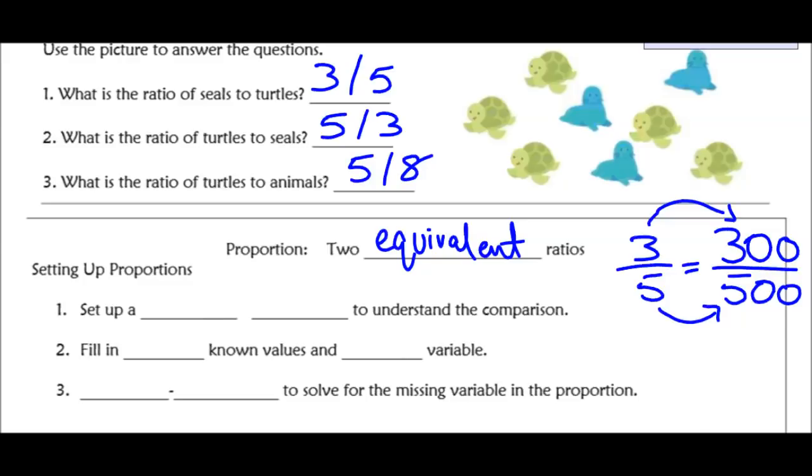You can see that the top number was multiplied times 100, and the bottom was also multiplied by 100. That's how you can tell that they're equal ratios. They're also equal fractions. You could also check it by just dividing. 3 divided by 5 is 0.6. 300 divided by 500 is also 0.6. It's really important that we understand that the top stuff is all talking about the same stuff. It's all talking about seals here. The bottom is all talking about turtles. So we're going to set up a word ratio to understand the comparison. In this case, the word ratio would be seals over turtles.